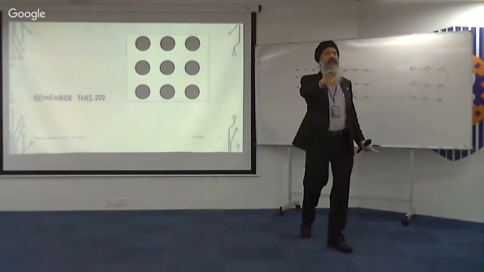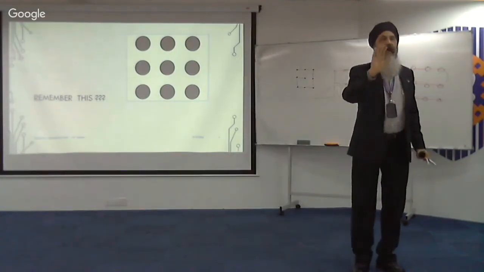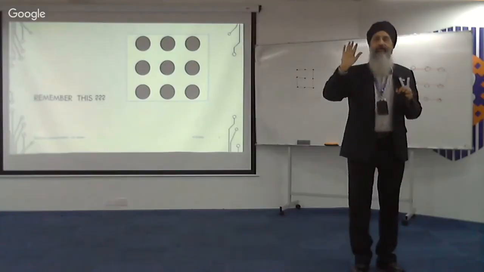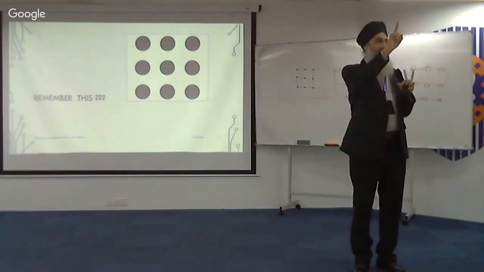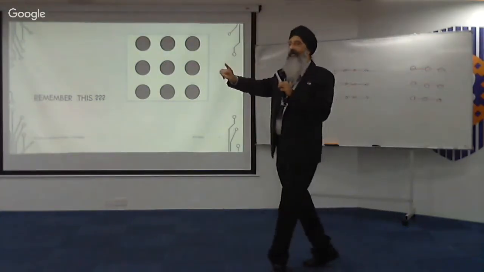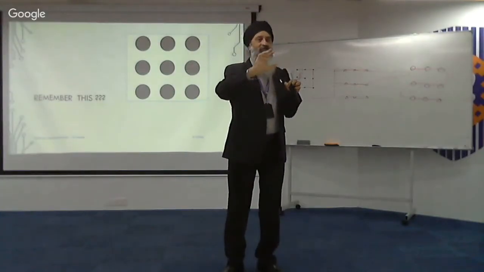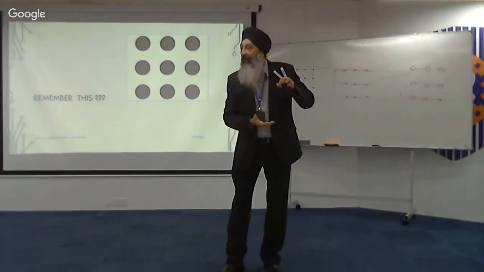Okay, the last one I think all of you can answer. How can you join all 9 dots using one line? This one everyone knows. How can you do it? 9 dots, but using just one line. What would you do? You would make the line very thick.